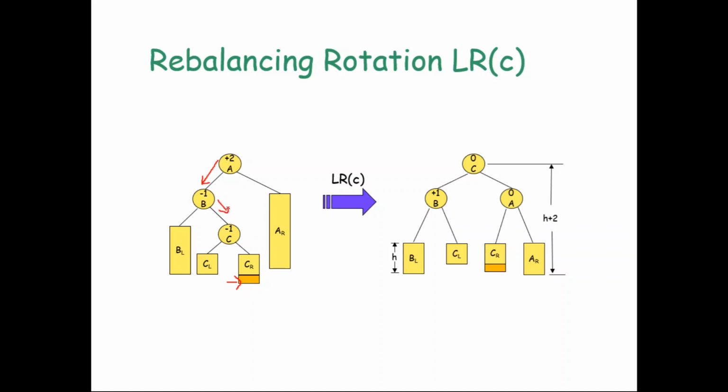So here the direction is changing. So it is left right. Okay, so here you have to perform a rotation. First you have to perform a left rotation here. When you perform a left rotation here, what will happen in the sense, B will go down and C will become the root of this subtree.